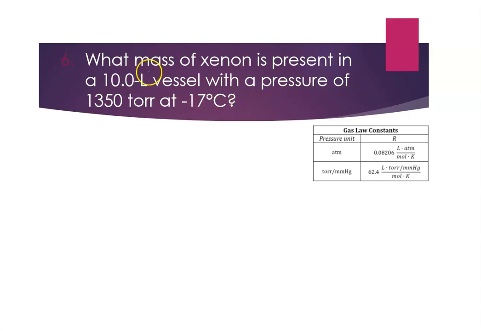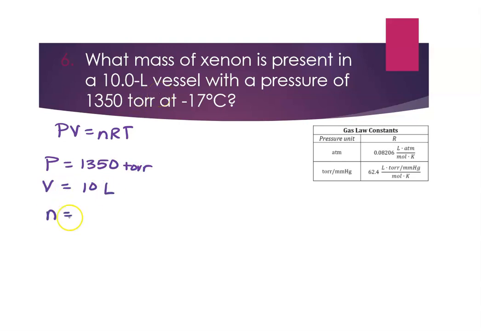So here again, we have a mention of mass, nothing about molar mass, nothing about density, nothing about the identity of the substance. So we can just use our plain old PV = nRT. So it's asking for mass. If we look at this by process of elimination again, pressure is 1350 torr, volume is 10 liters, N is not given, which means that this is what we're solving for.